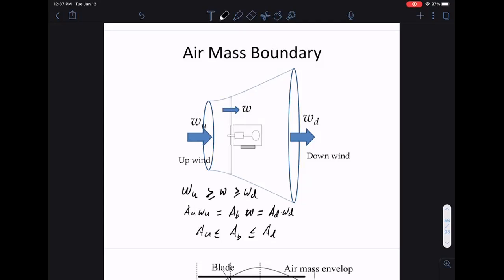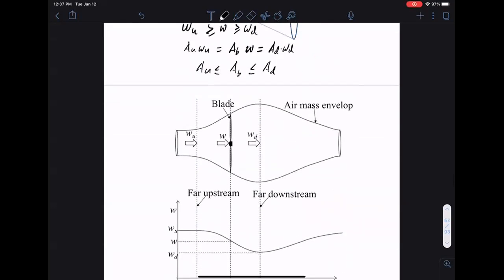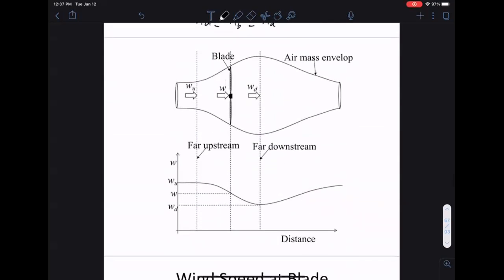To be a little bit clearer on what this means, if you look at the air envelope, eventually it comes down to the same size. We'll expand once it goes past the blade, but we'll not expand forever. This mass doesn't go on forever. Eventually the envelope comes back to roughly the same size as before. But for us, we'll only consider up to this point.